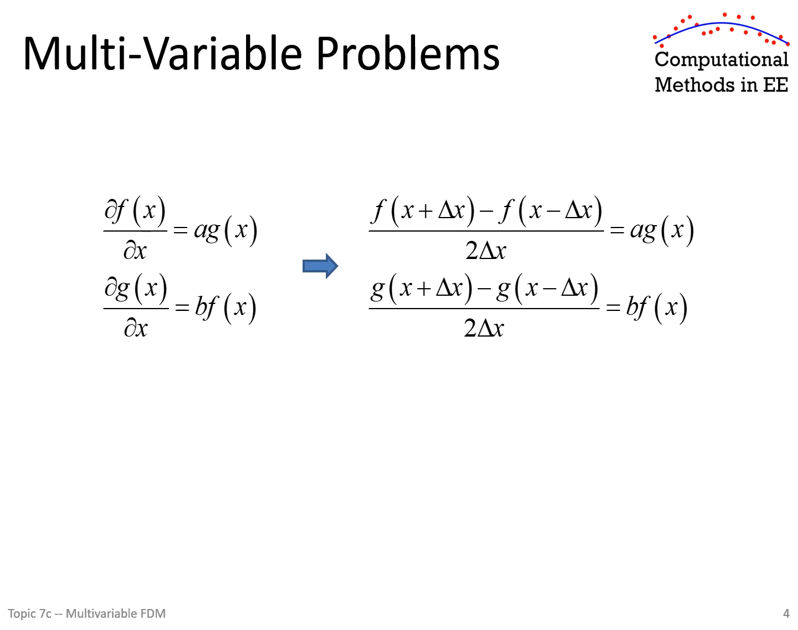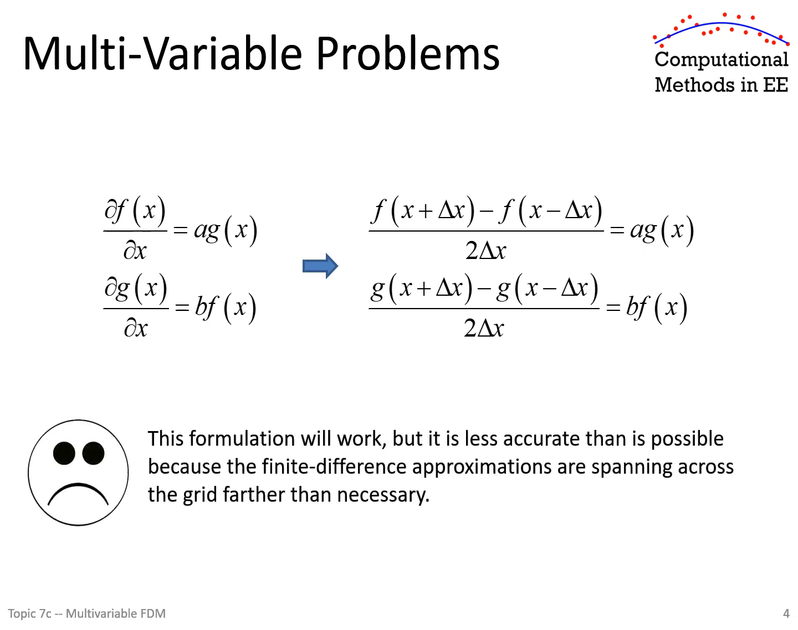It turns out this will work. However, we can do better. What's wrong here, if we notice our finite difference approximations, we are actually spanning our grid by a distance of 2 times delta x. We would like to only span 1 delta x. That will make our finite differences more accurate. So while this works, we can do better.